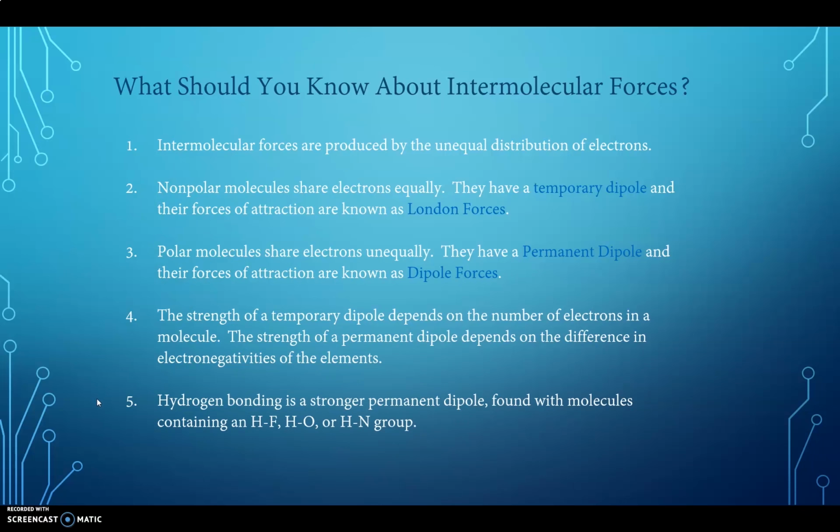And then we just talked about hydrogen bonding. Hydrogen bonding is a permanent dipole. It's just a very powerful permanent dipole, and it's observed whenever a molecule contains a hydrogen bonded to a fluorine, or a hydrogen to an oxygen, or a hydrogen to a nitrogen. And the whole molecule doesn't have to be hydrogen and nitrogen, for example, as long as an H bonded to an N is part of the molecule, or an H bonded to an O is part of the molecule.